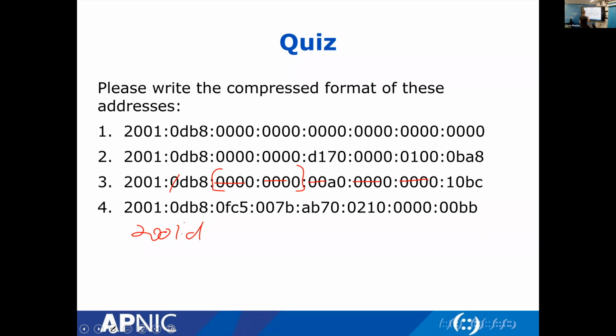2001. DB8, don't need that 0. Repeated zeros there, replaced. A0, colon 0, colon 0, colon 10BC. And the last one. 2001 0 DB8. 0 FC5 007B, AB70 0210, quad 0 00BB. Not much shortening to be done on this one.